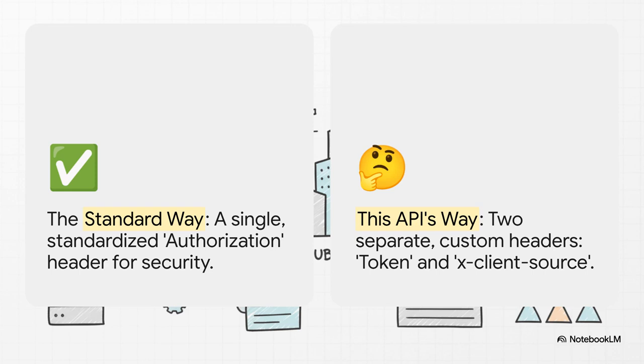So check this out. Pretty much every modern API you'll ever work with uses one standard thing for security, the authorization header. It's the way it's done. But this API throws that right out the window. Instead, it demands two totally custom headers, one called token and another called xClient source. I mean, right away, you know you're in for a ride.